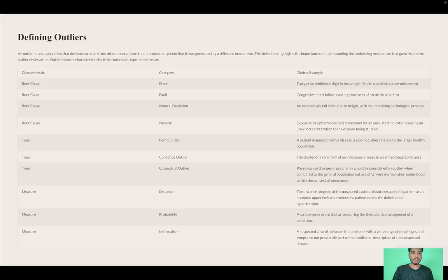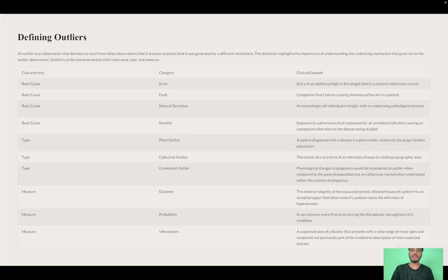Defining outliers: there are majorly three ways of defining outliers, based on root cause, type, and measure. These are the characteristics, and based on this, the categories are error, fault, natural deviation, novelty, point outlier, collective outlier, contextual outlier, distance, probability, information. The clinical examples of each particular category and characteristic are entry of an additional digit in the weight field in a patient's electronic record. Second one is congestive heart failure causing shortness of breath in a patient.